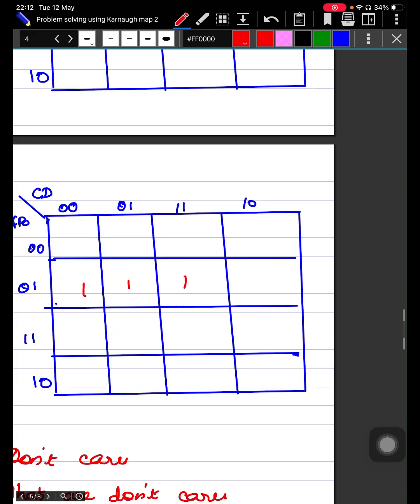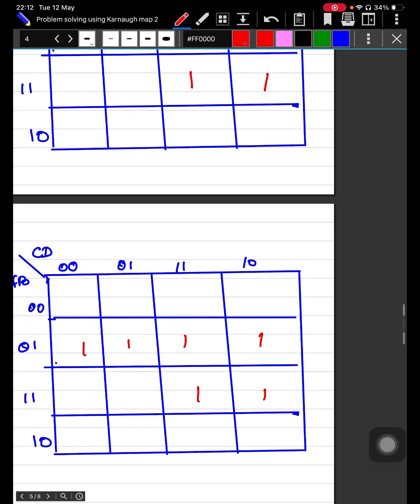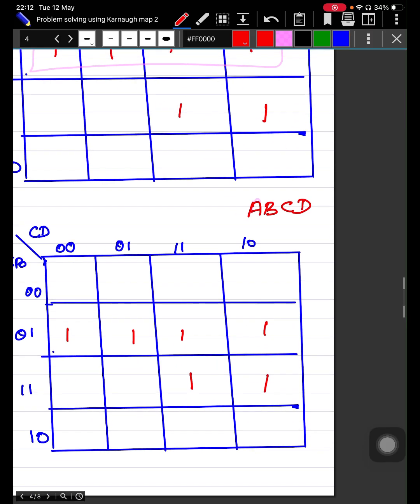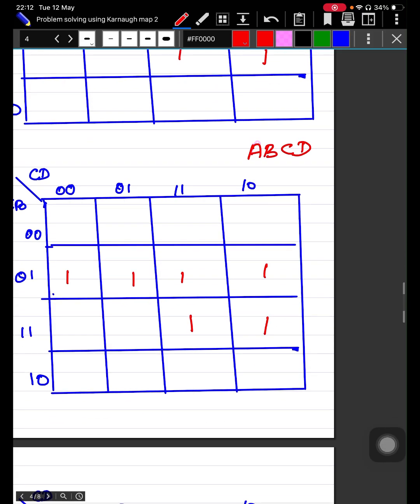1, 1, 1, 1, 1, 1. You can also do it by expanding the expression, but this will be simpler. Okay, so I'll form the groups now. I'll take another color. This is one group, and this is the next group. Again, I want you to think these 1 and 1 can form a group, but I'm not doing that. I settle for the largest group.